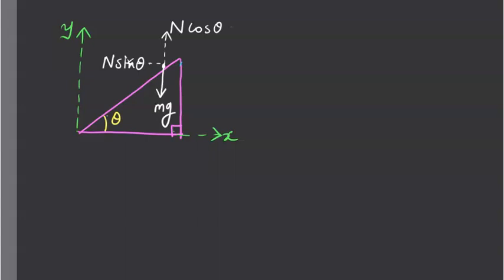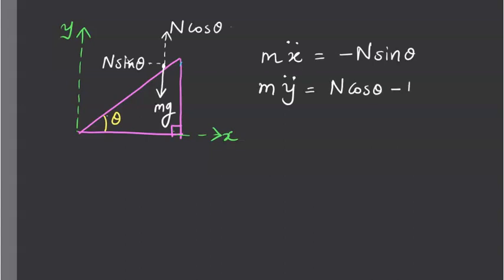So now what I will do, I will write for the x direction the acceleration, or Newton's equation. Okay, so m x double dot will be minus n sin theta, because n sin theta is in the opposite direction to that of the x. And what is my m y double dot? My m y double dot is n cos theta minus mg. So we have these two equations.